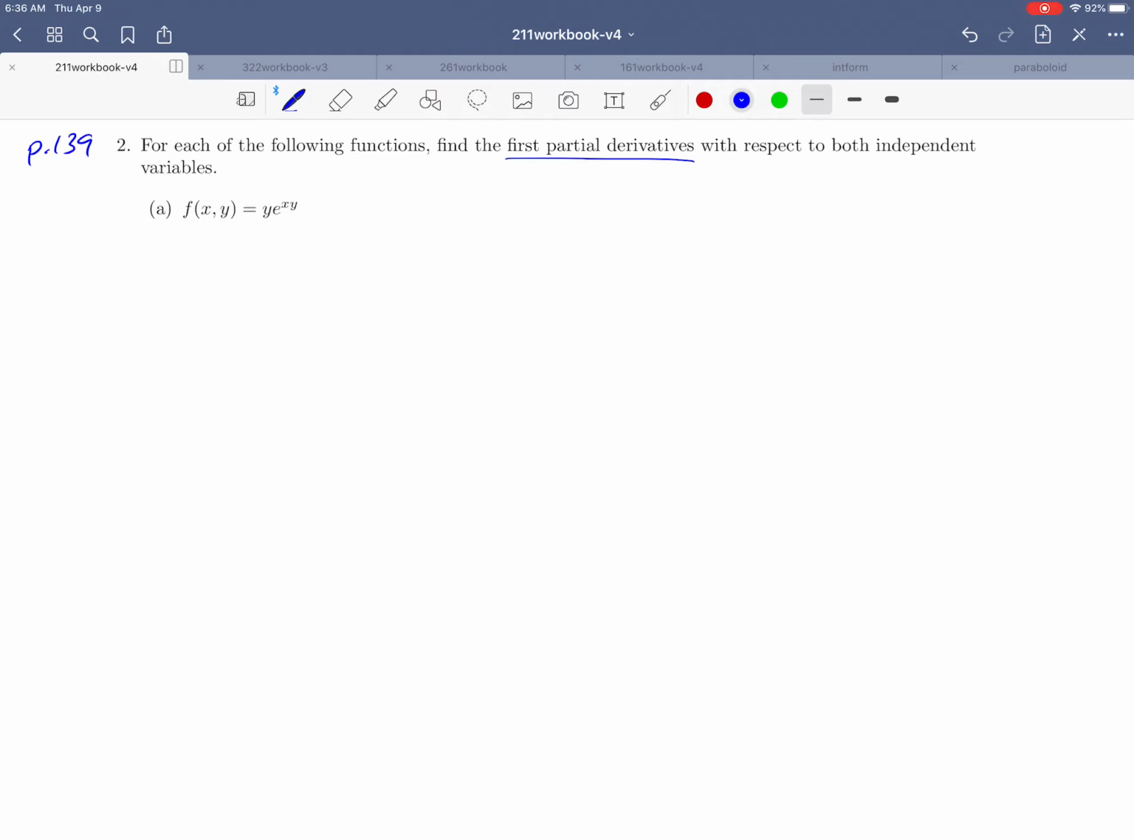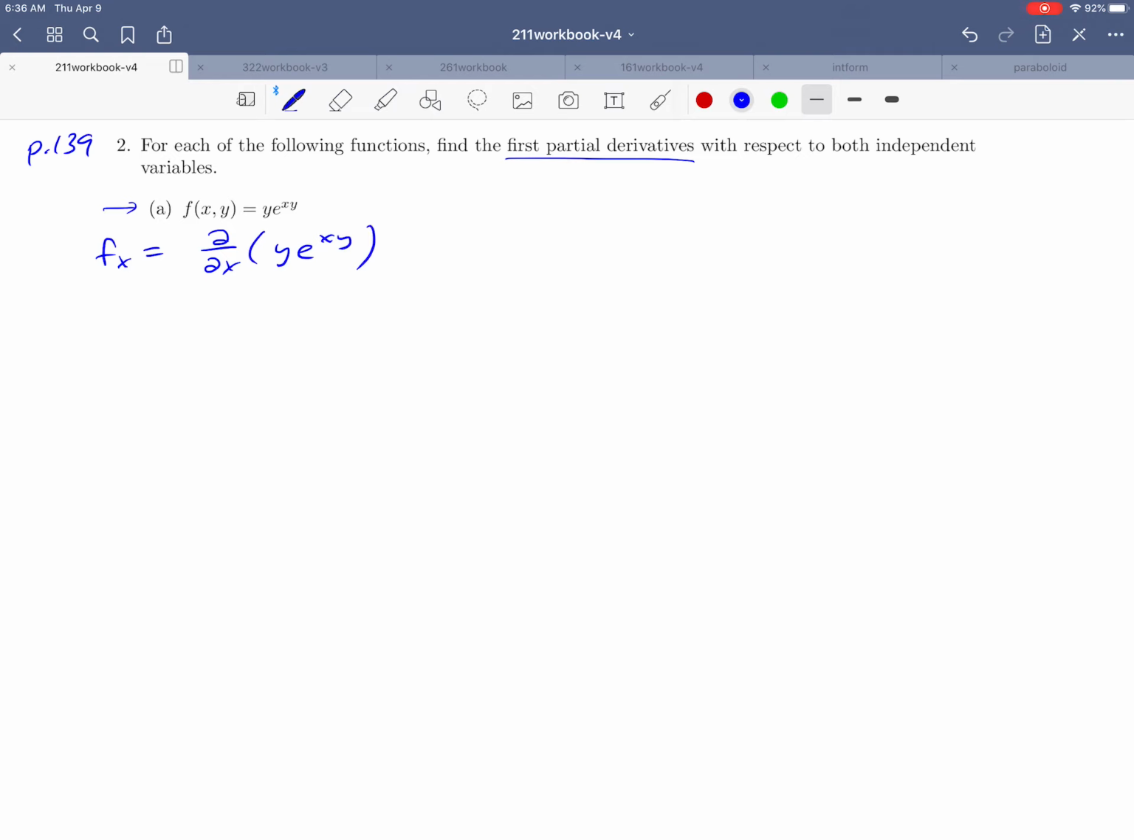Alright, so let's look at part A together here. They're giving us a function that looks like f of x y equals y e to the xy, and they'd like us just to calculate the derivative with respect to x and with respect to y. Let's start with the derivative with respect to x. Notationally, we could write that down as partial x of y e to the xy.